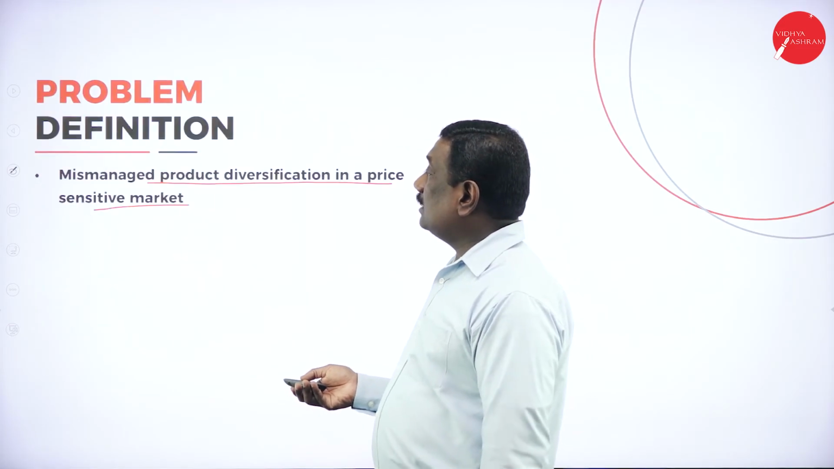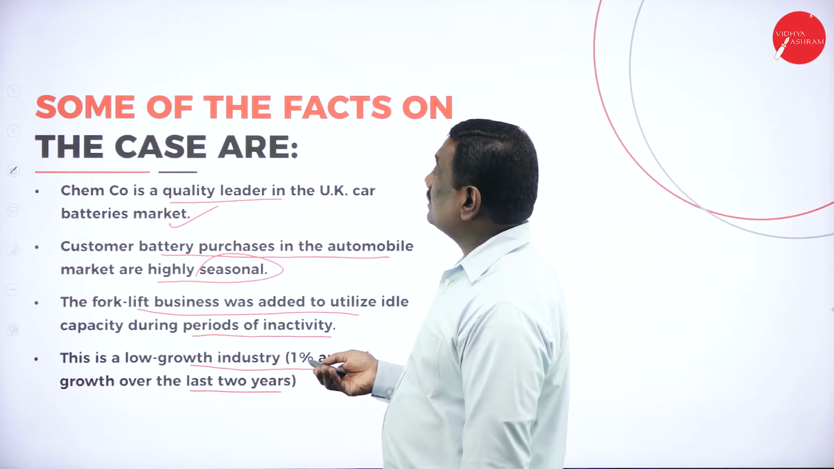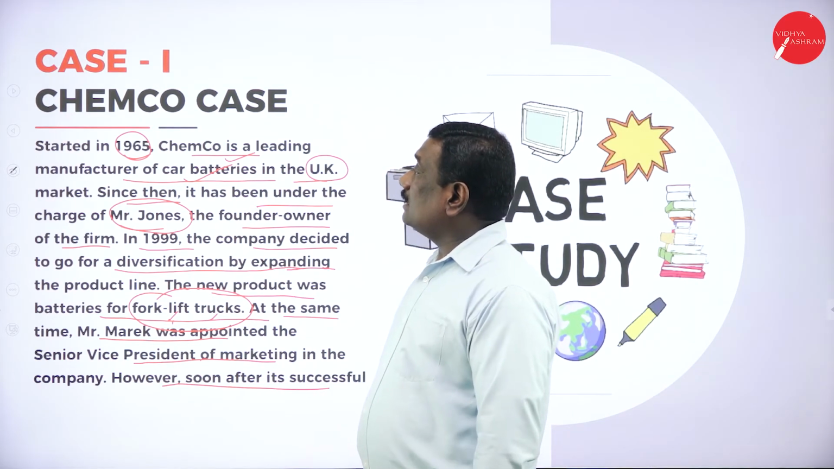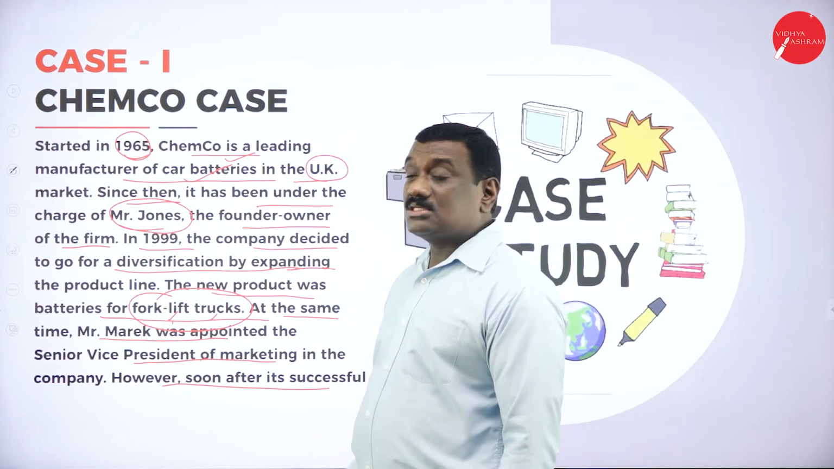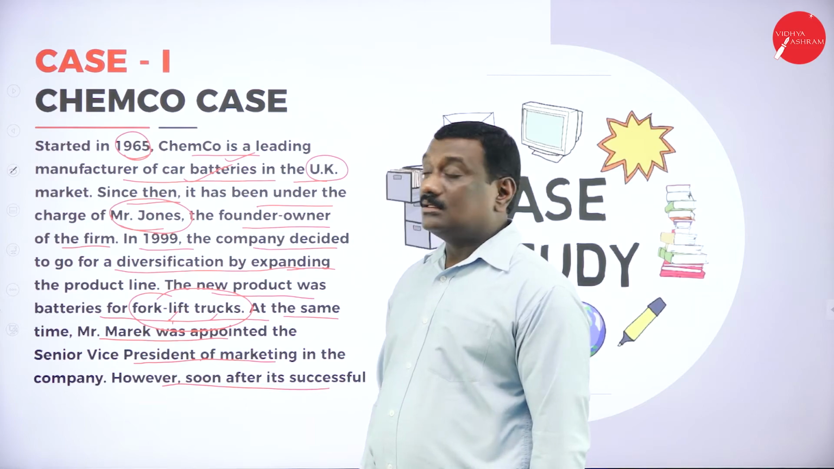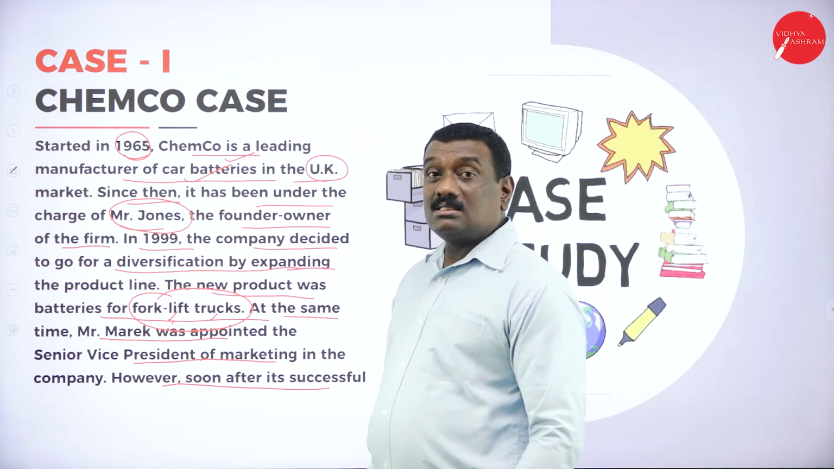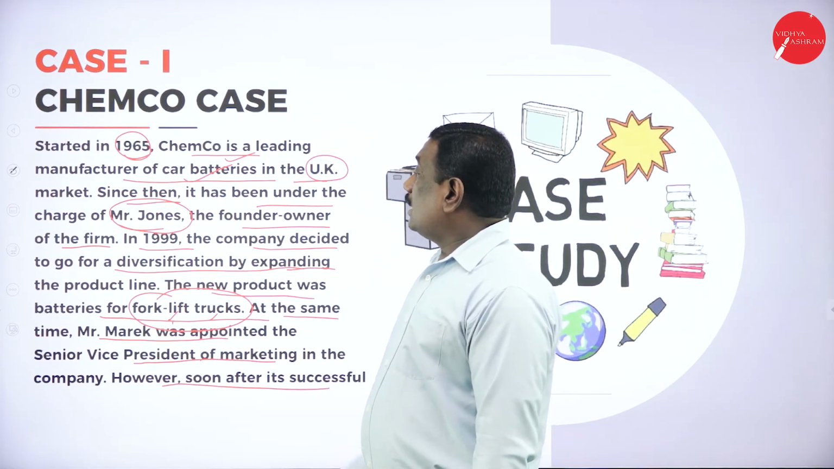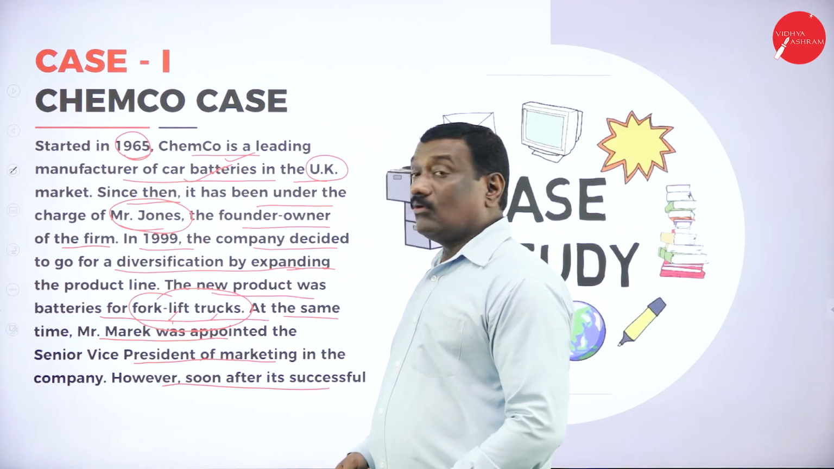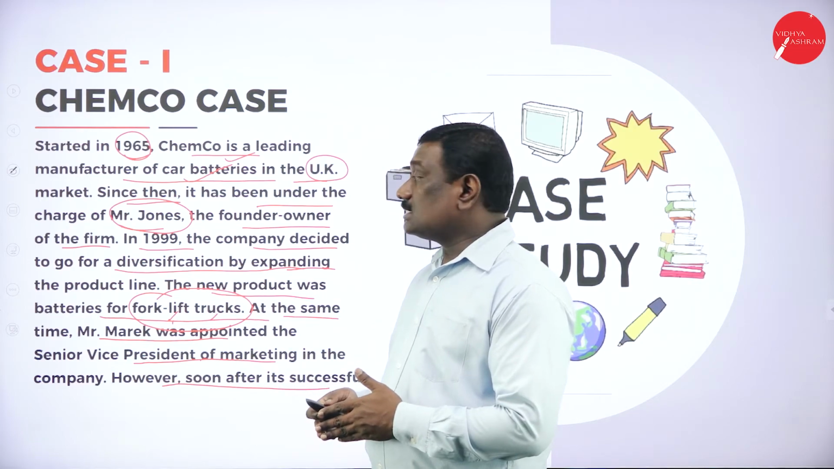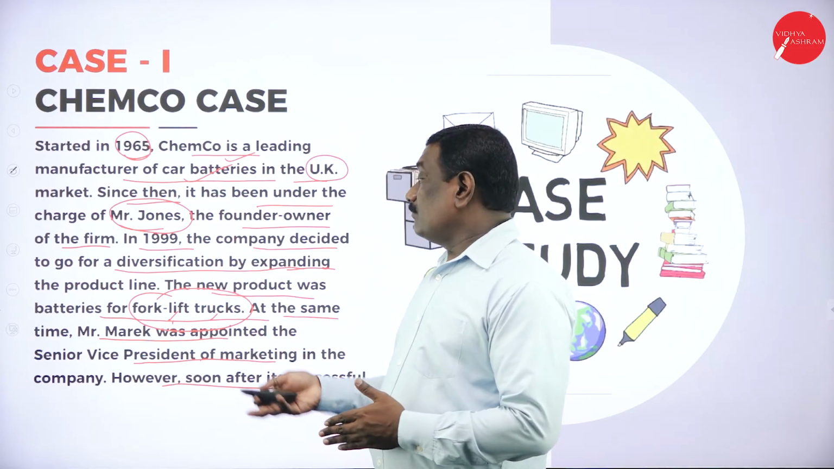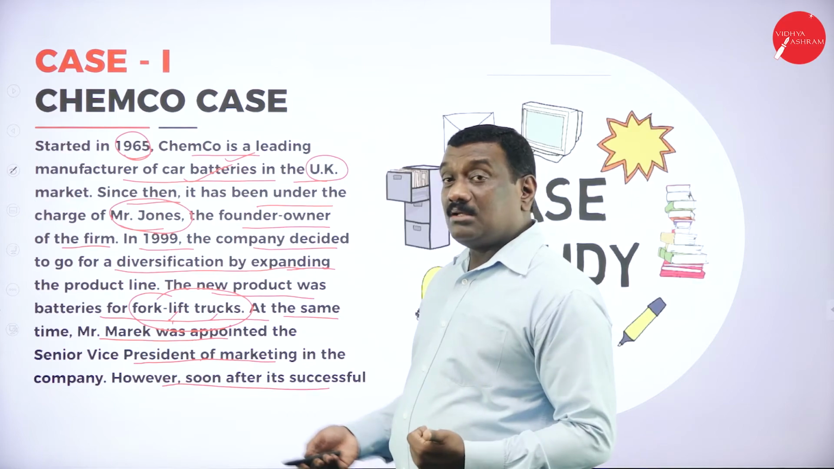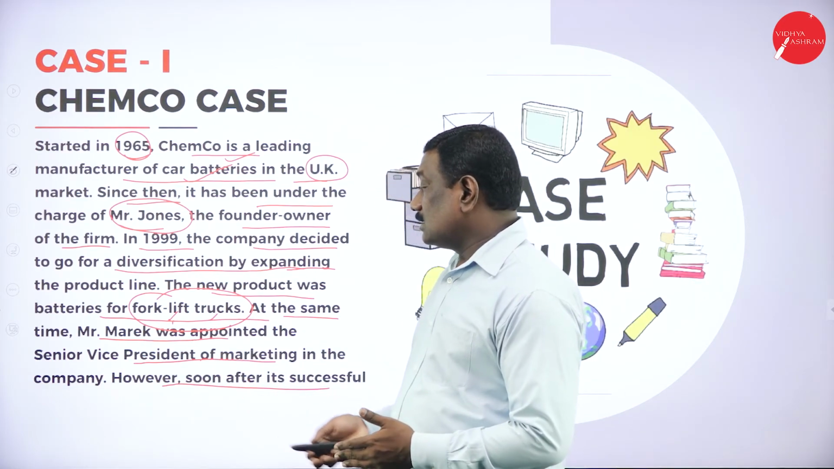I'll go through it once again and tell you the highlights of this particular case. This is case 1, the Chemco case. This company was started in the year 1965 and it is a leading manufacturer of car batteries in the UK market. The founder and owner of this car batteries manufacturing company is Mr. Jones. In 1999, the company decided to go for diversification for expansion of its business, with a new product line. The new product they established was batteries for forklift trucks. At the same time, Mr. Marak was appointed as senior vice president of marketing in the company.